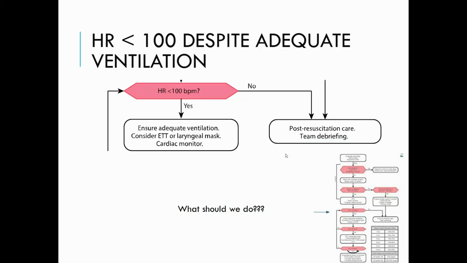But if they're not improving and the heart rate still stays less than 100, then this is when you want to start thinking about intubation. So you're giving them PPV. You want to make sure that the PPV you're giving is adequate, which we'll go through in a second. Once you've decided that it's adequate and it's still not improving, then you want to think about continuing and gathering all your equipment for intubation.